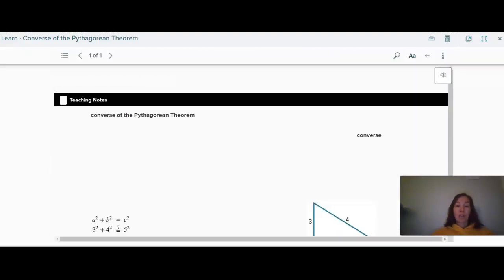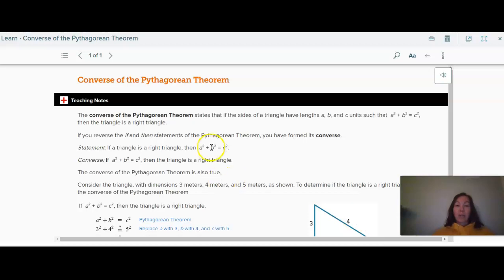The converse of the Pythagorean theorem is basically just the Pythagorean theorem flipped. The Pythagorean theorem says if a triangle is a right triangle, then a squared plus b squared equals c squared. The converse, you flip the if and the then. So if a squared plus b squared equals c squared, then the triangle is a right triangle. The converse is the flip or the opposite of a statement. With an if-then statement, the converse switches the if and the then. So if this is the Pythagorean theorem, then the converse reverses that.